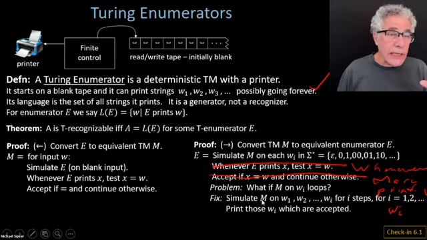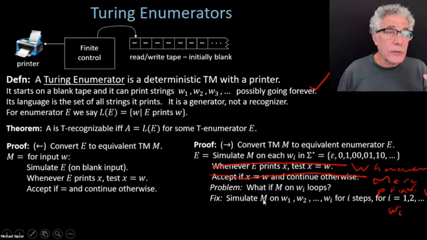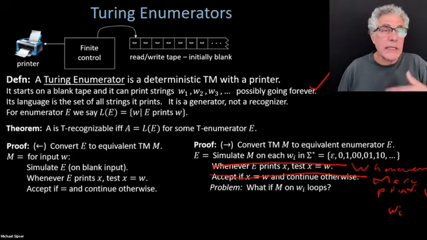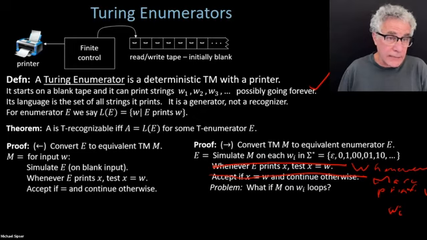Doing it sequentially, like I just described, doesn't quite work. So let me just back that up here. Doing it sequentially doesn't quite work because M might get stuck looping on one of the WIs. Like, maybe when I feed 0 into M, M goes forever because M is rejecting 0 by looping. But maybe it also accepts this next string in the list, the string 1. I'll never get to 1 by just feeding the strings into M one by one like this.